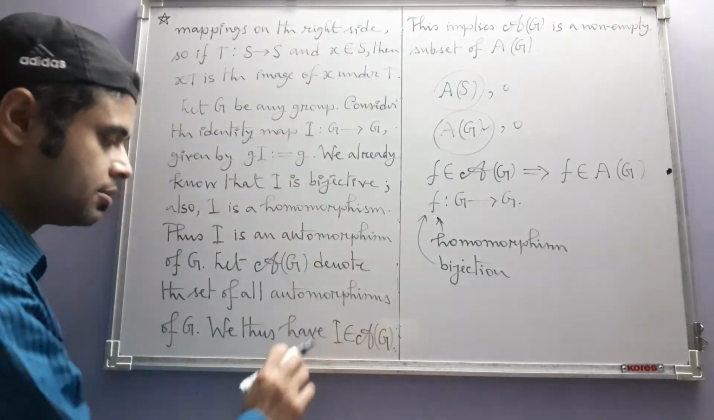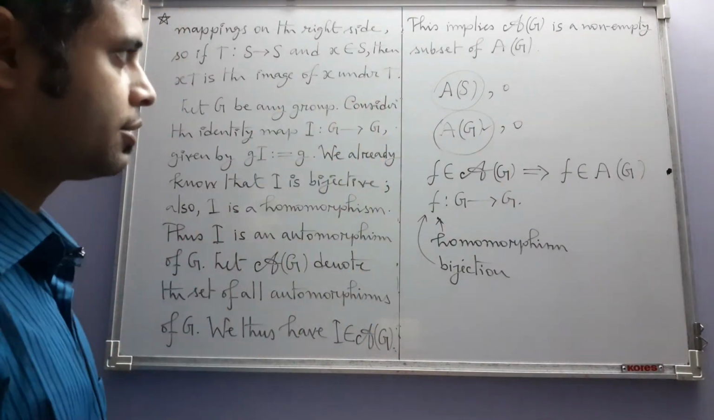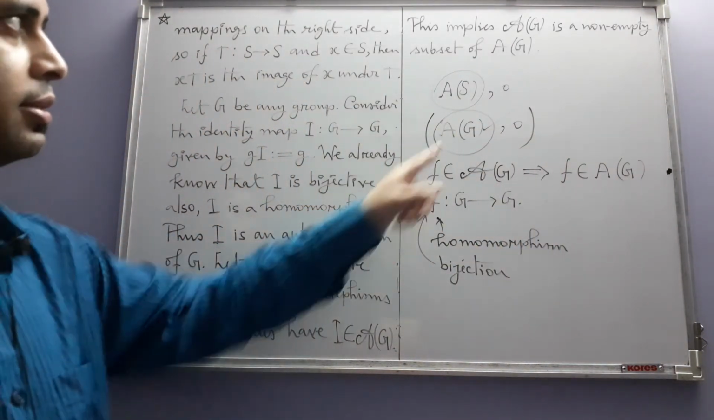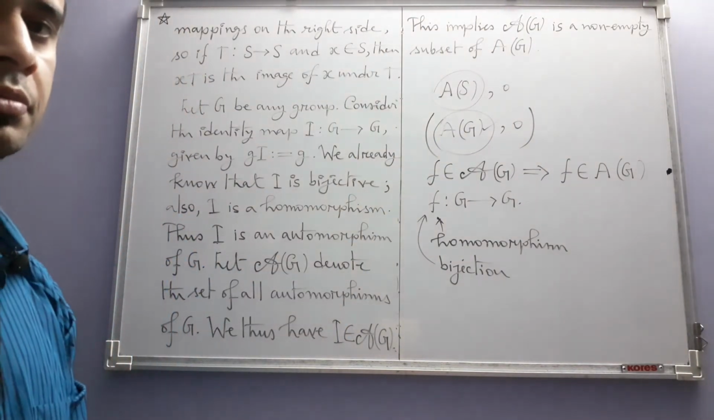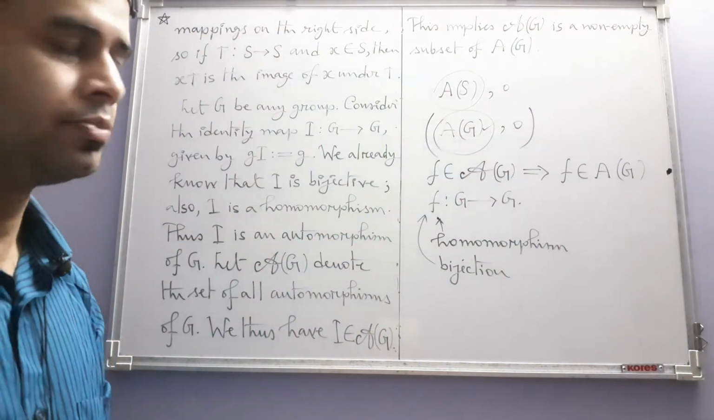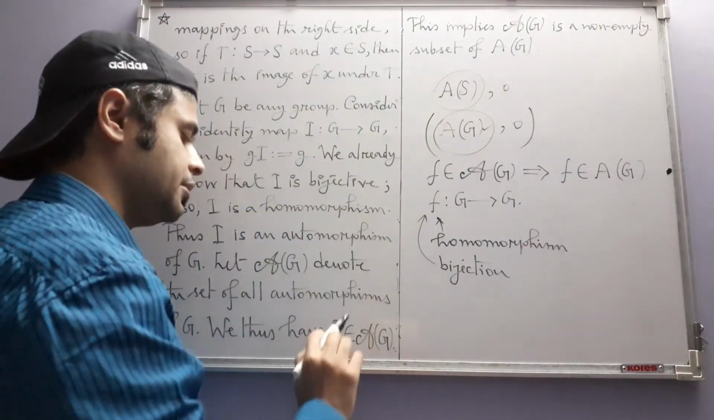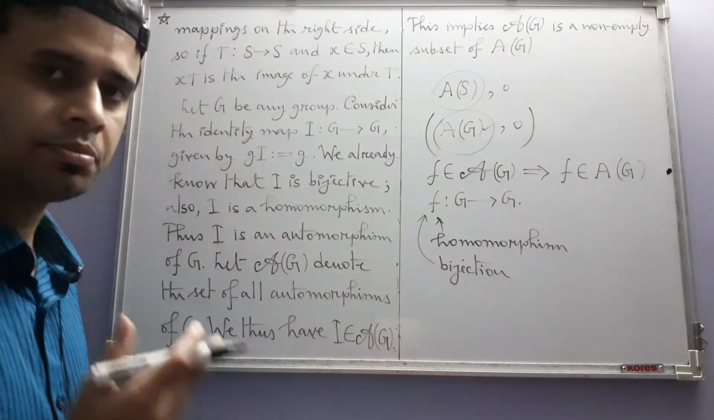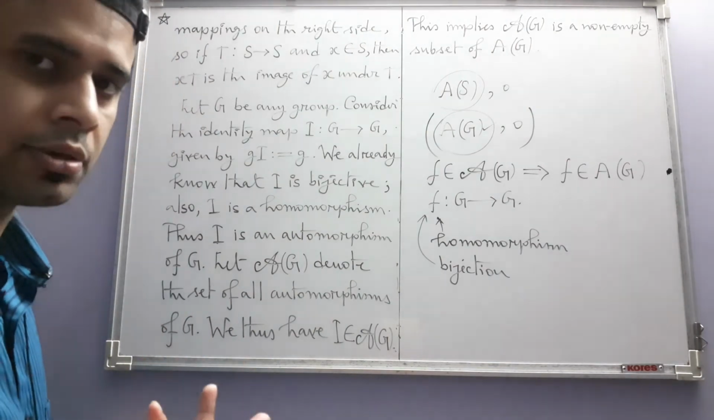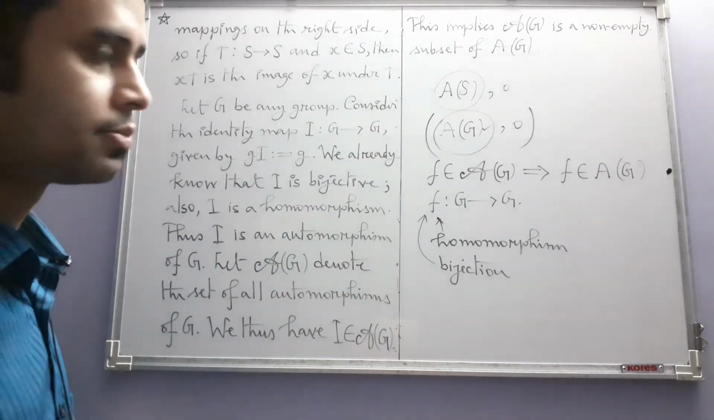So now because of this, it becomes a non-empty subset of A(G), and we already know that this is a group. Can we now show that this is a subgroup of A(G)? Subgroup means the binary operation will be the same. Is that true? If that is true, then not only shall we have a subgroup of A(G), but that in fact will in particular prove that the set of all automorphisms itself is a group in its own right under composition of mappings. We are now going to show that yes, that is the case.